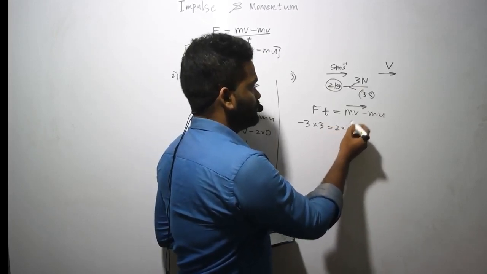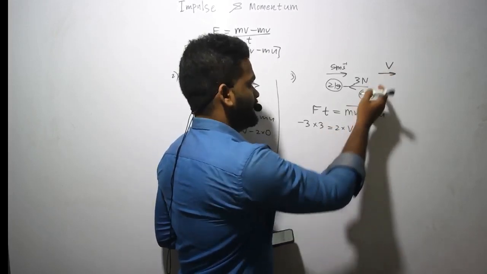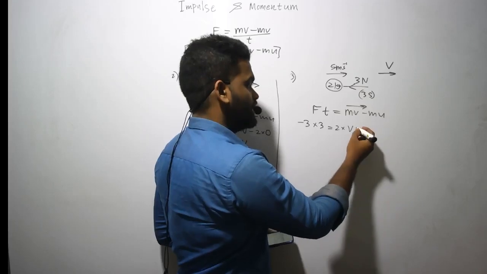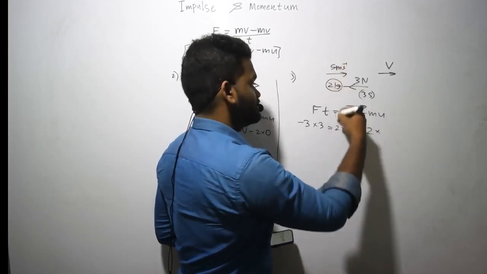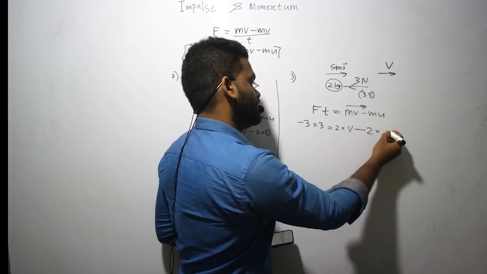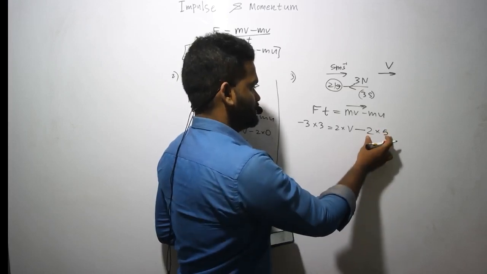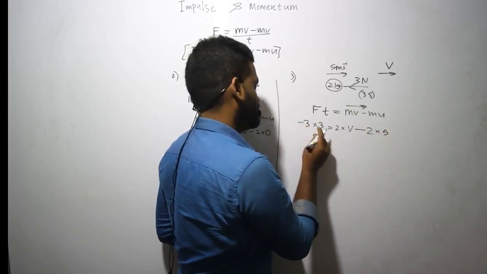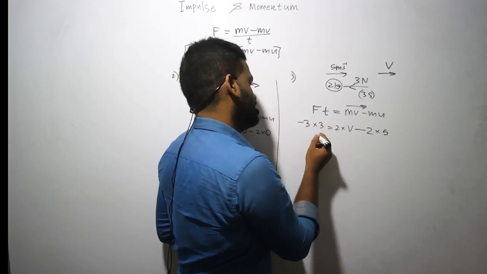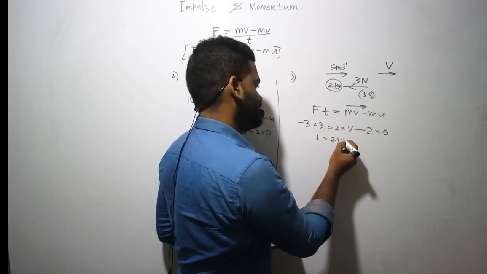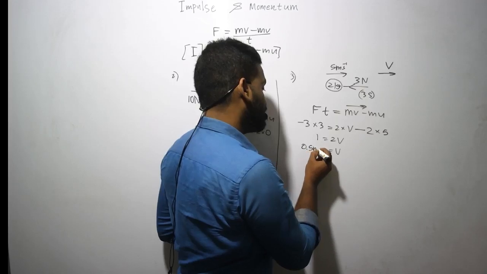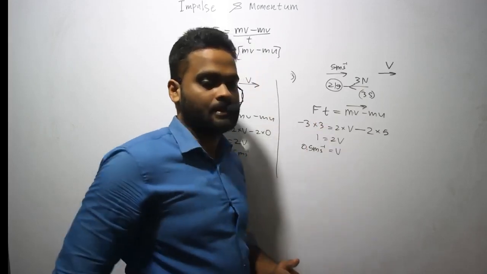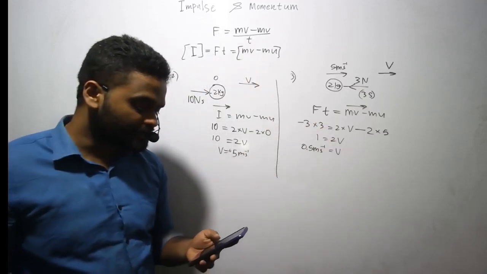Mass is 2, final velocity I took it as v, and to this direction, so positive. Minus mass 2 times u. Initial velocity also this direction, so positive value, 5. So 10 minus 9, it is 1 equals 2v. So v should be equal to 1 over 2, that is 0.5 meters per second.